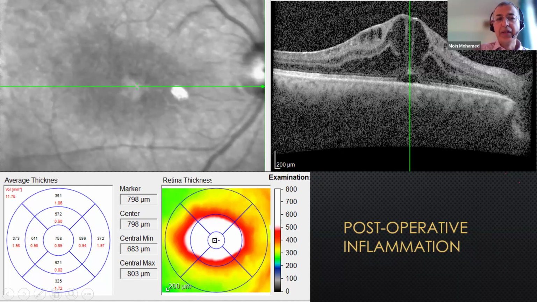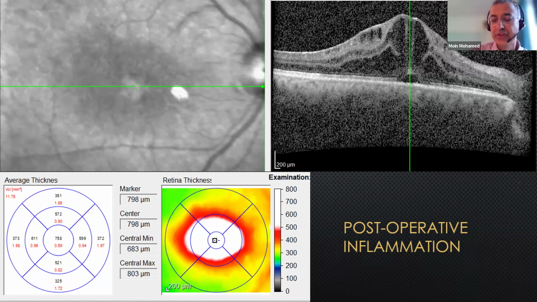So our first line approach is drops alone. We have a very standard approach: drops for a month. If it doesn't work, then we'll either use a posterior subtenon steroid, or depending on what other co-pathology there is, sometimes an intravitreal steroid. But the vast majority of these settle down. Very unlikely for patients to end up needing surgery. So I think the general rule is 90% settle with drops.